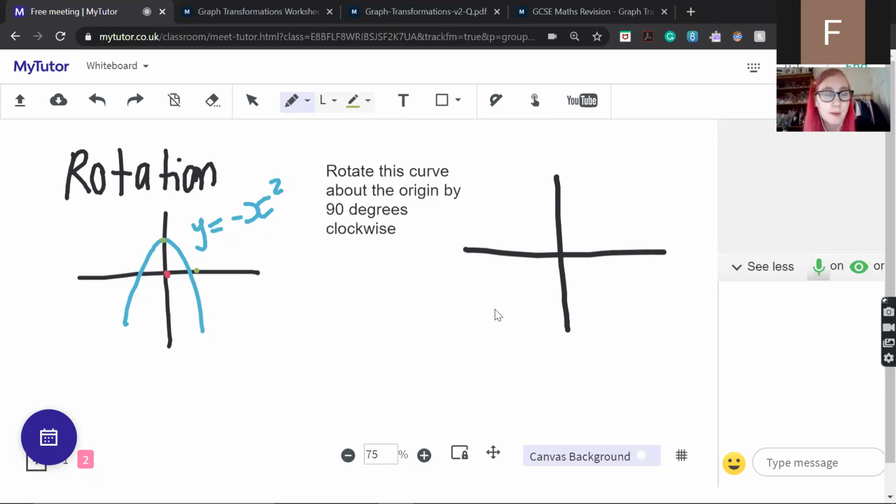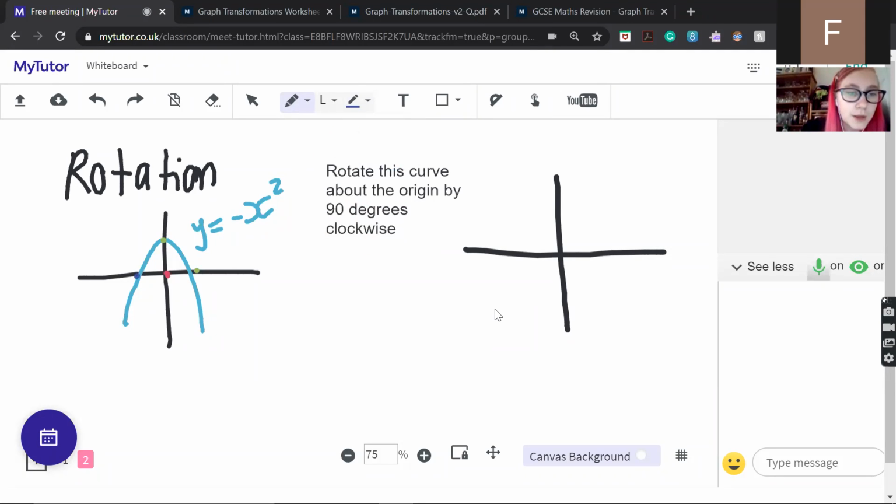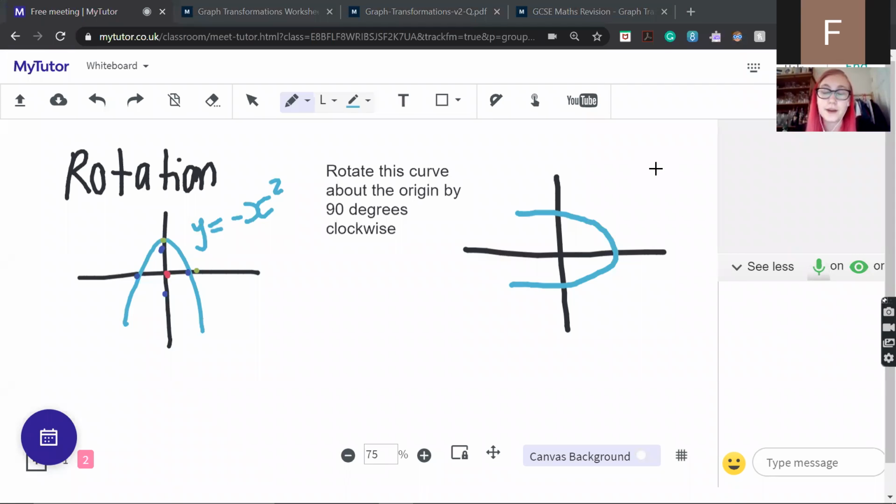It's just a sketch, remember, so it doesn't matter. And then we can think about, I'll do it in dark blue, these dots here, where it crosses the x-axis. Well, now when we turn it, those dots are going to be on the y-axis. So we've turned the whole thing like this, and that means that we're going to end up with a shape a bit like that. Yeah, exactly. Someone said it would be sideways. Yeah, perfect. We've done it by 90 degrees.